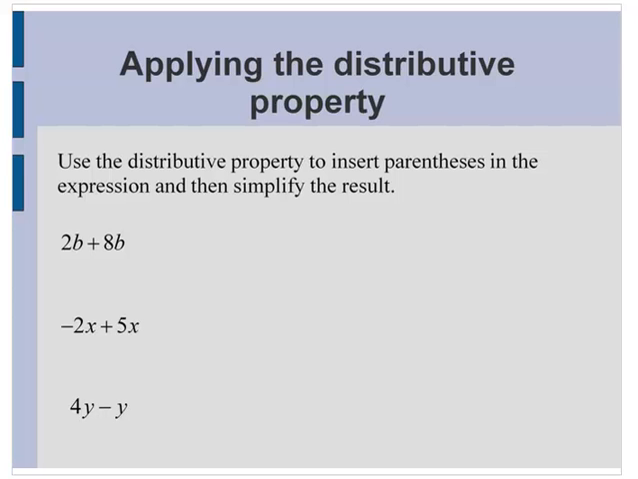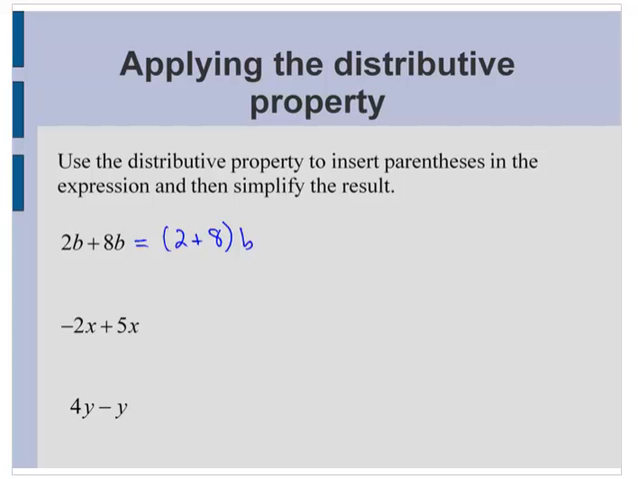Now let's use the distributive property sort of in the other direction to insert parentheses and use that to simplify the result. 2b plus 8b. Well, it might not look like there's any way to apply the distributive property. This would be the same as the quantity 2 plus 8 times b.